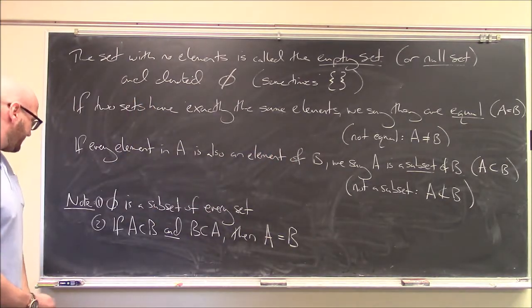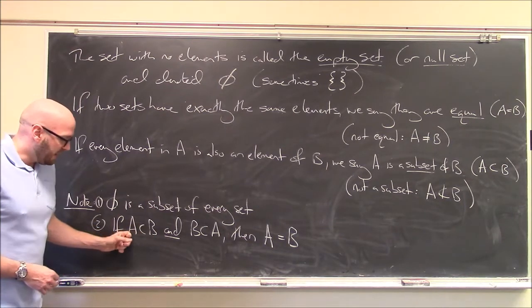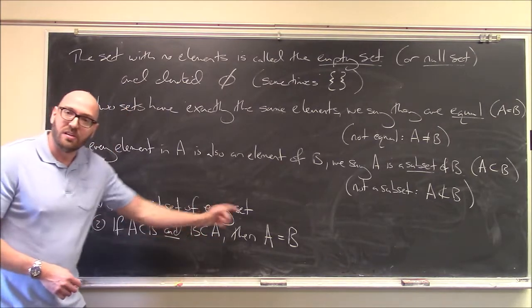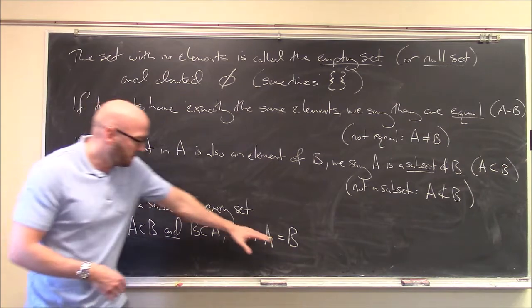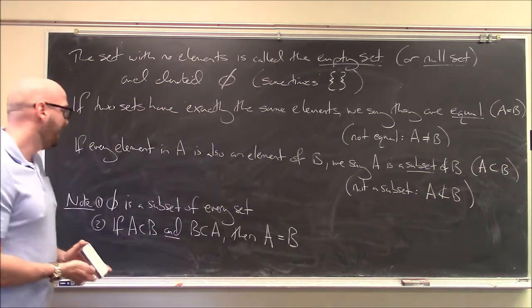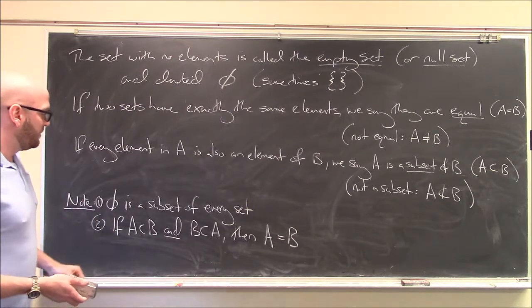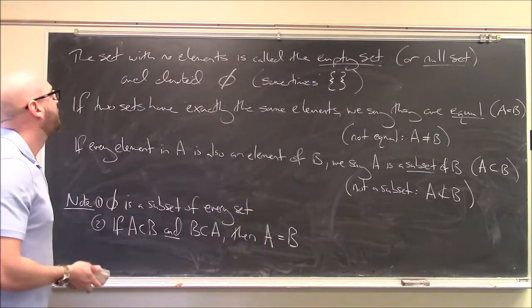And this is somewhat interesting. If A is a subset of B, so everything in A is also in B, and B is a subset of A, so everything in B is also in A, well, that must mean that they have exactly the same elements. So they're equal as sets, A equals B. And in mathematics, this is often a common method of proving the two sets are equal. You prove that they're both subsets of each other, and therefore they must be equal. So let's do an example.